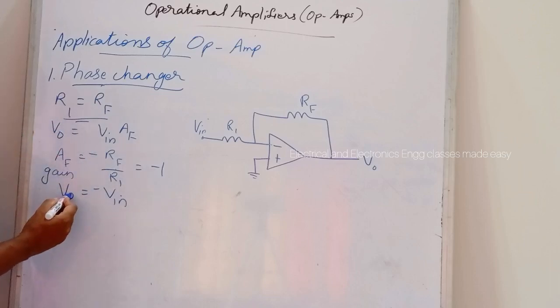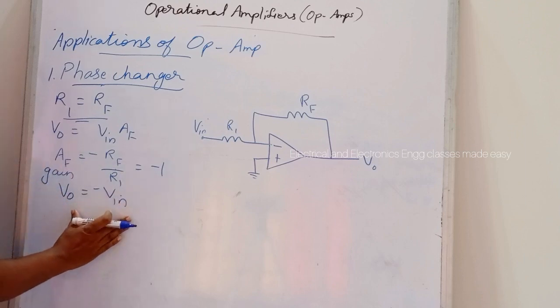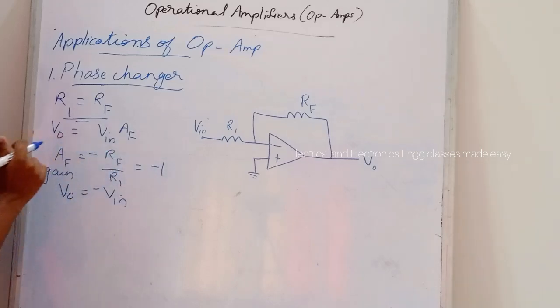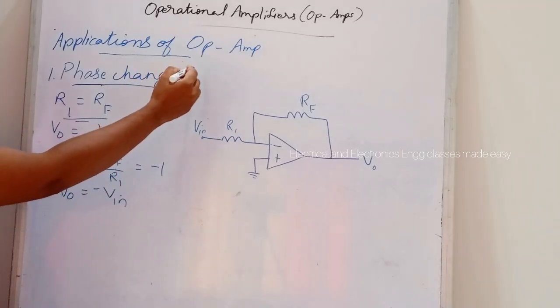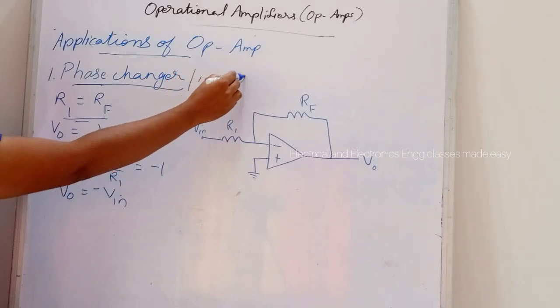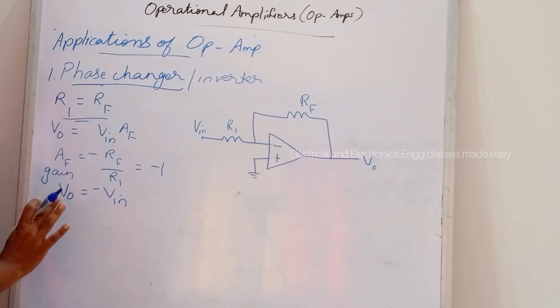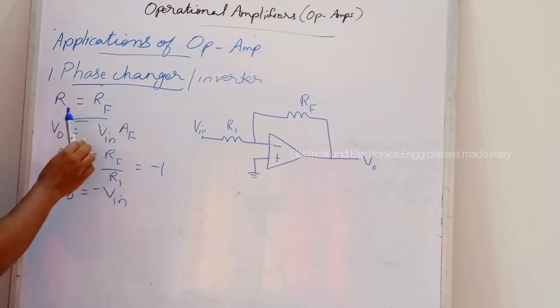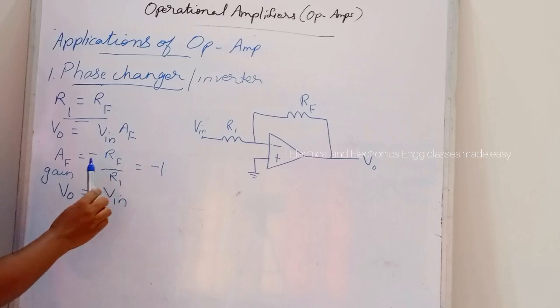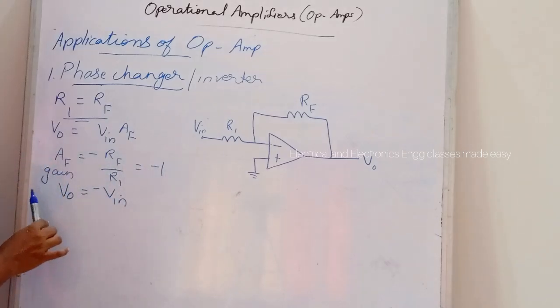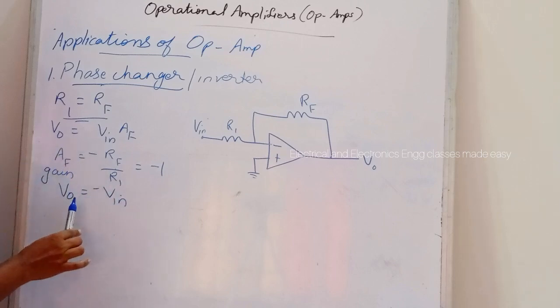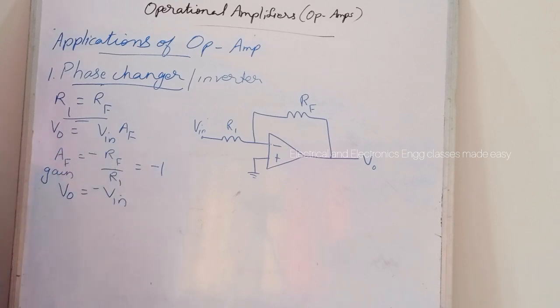So in this case, that is V0 is equal to minus V in, that is the sign of the input signal will be changed at the output. Such a circuit is called phase changer or phase inverter. So this is phase changer circuit, that is here the gain is unity in this case. So the output signal V0 is equal to minus V in. So this is phase changer circuit.